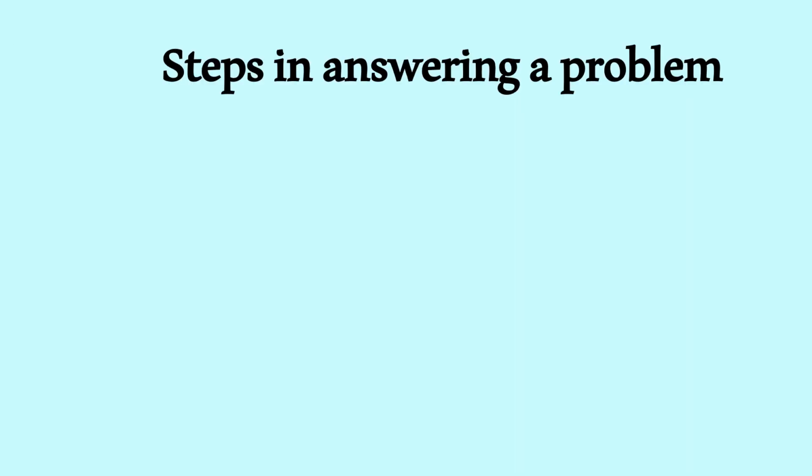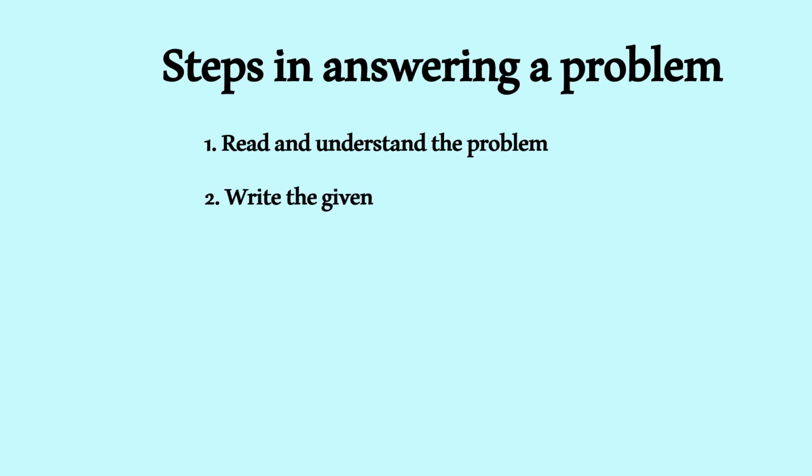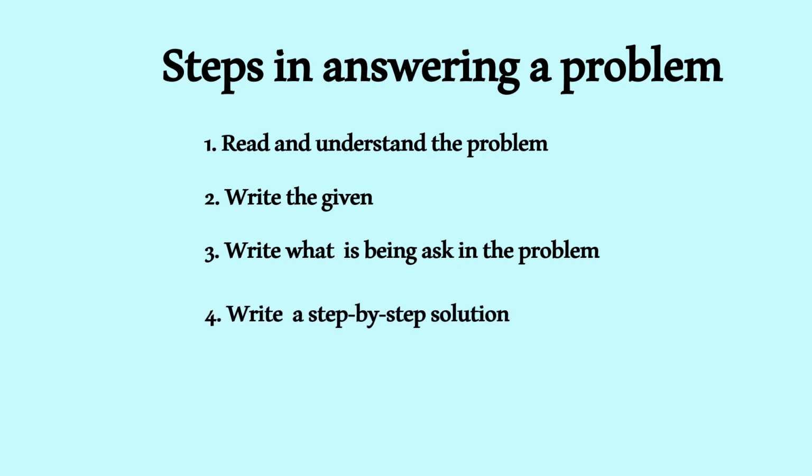To answer a problem, I have outlined here some of the steps in order for you to get the correct answer. Number one is you need to read and understand the problem. Now, knowing the overall picture of the problem will help you figure out the solution. Number two, you write the given. It is very important that you know the values of these quantities. And number three, write what is being asked in the problem, of course, so that you will be guided in your solution. And then number four, write the step-by-step solution. And the last is review your answers.